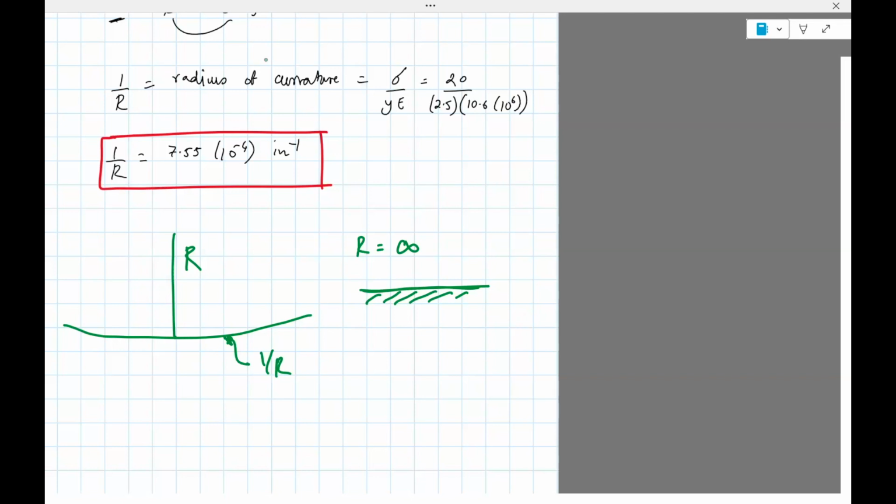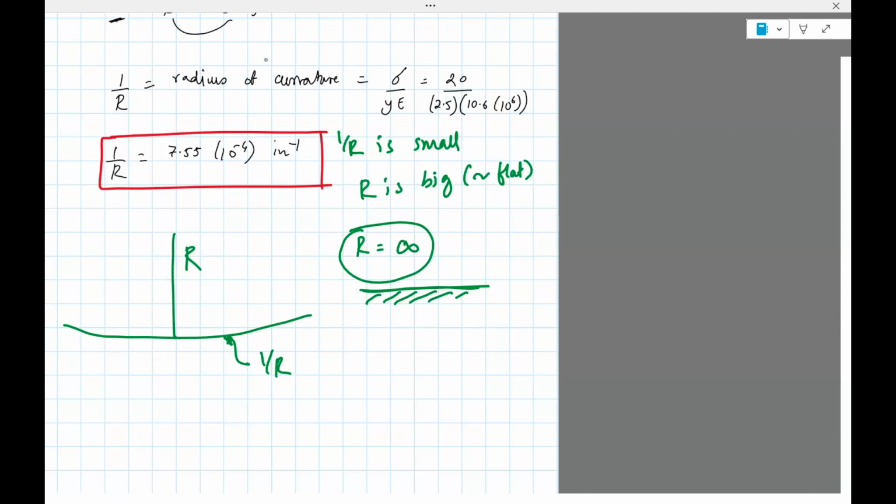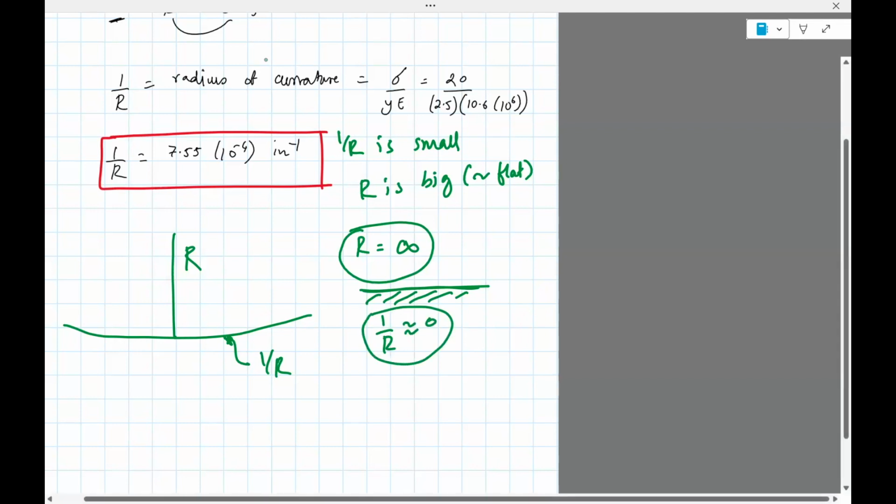Here, 1 divided by r is small, which means that r is big, which is almost flat. Like this example here, r equals infinity. If r is infinity, 1 divided by r is close to 0, right? That's what it is, close to 0. Well, not quite, but close.